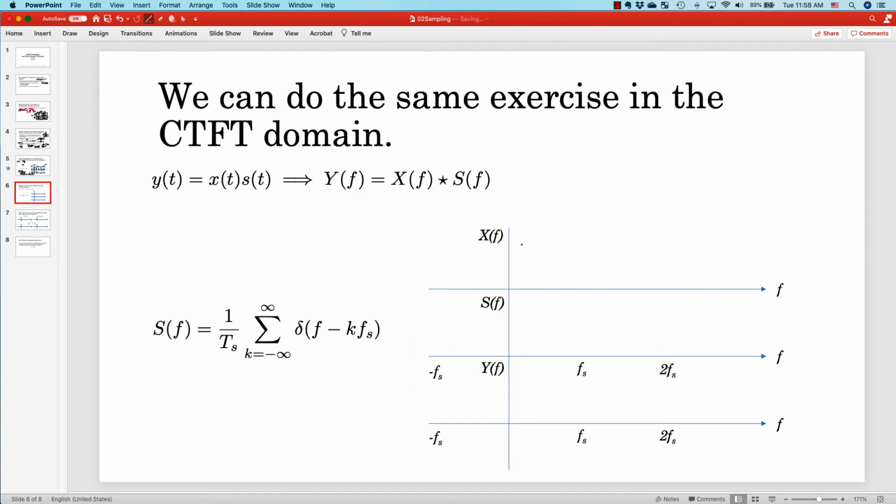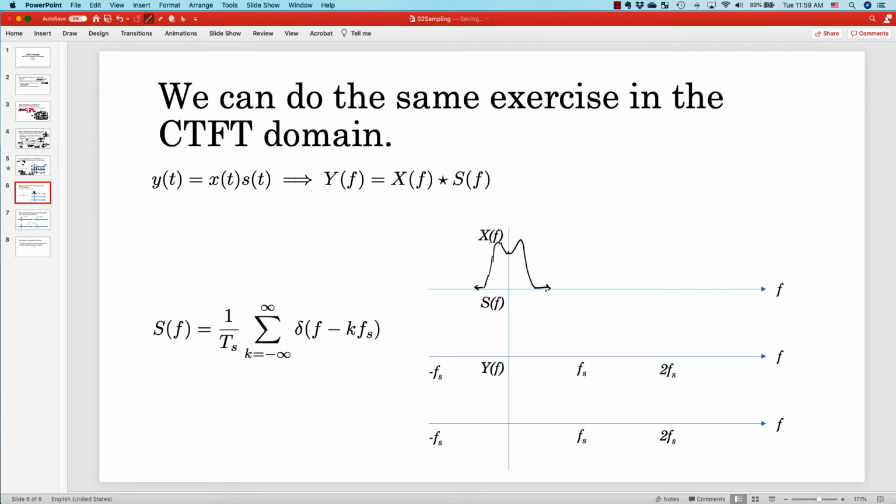I don't know if this is going to be truly a representation of what I had on the last slide, but let's make it symmetric. It technically doesn't have to be, but let's do something like that. Yours can look different. You are free to choose what your x of f looks like.